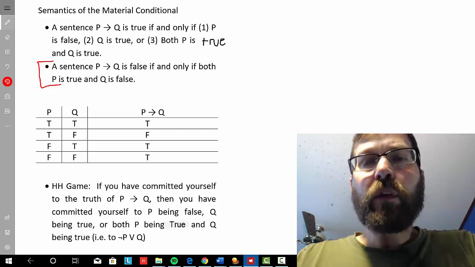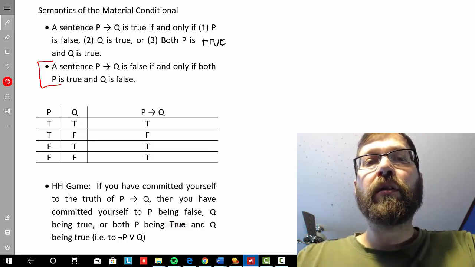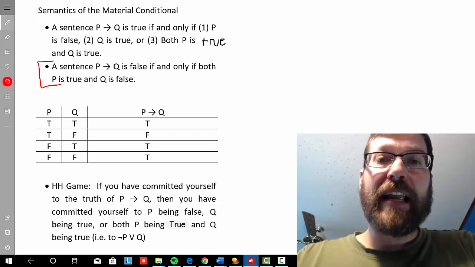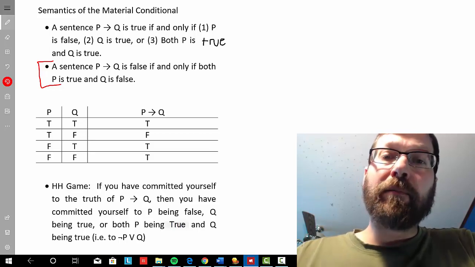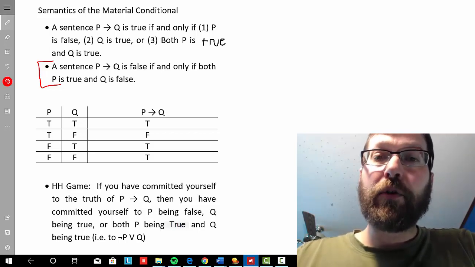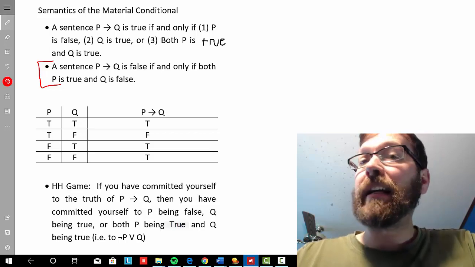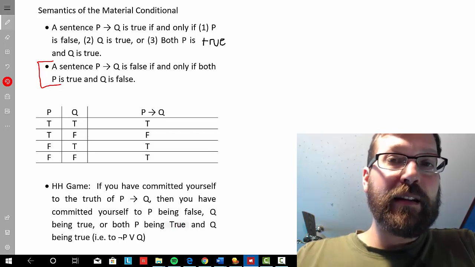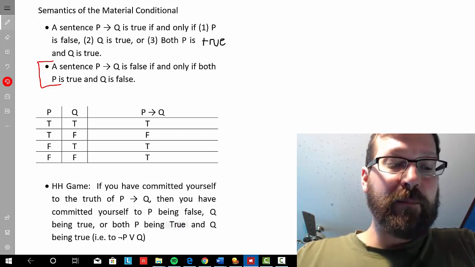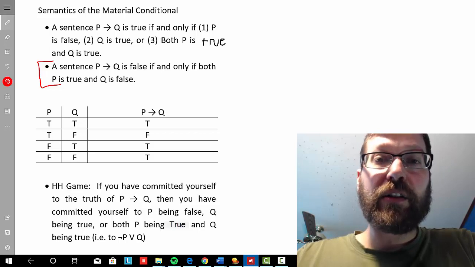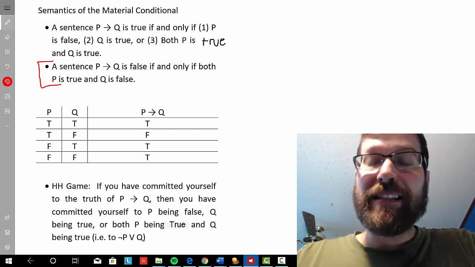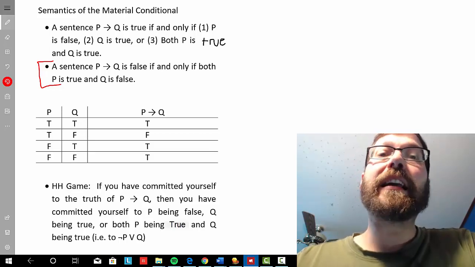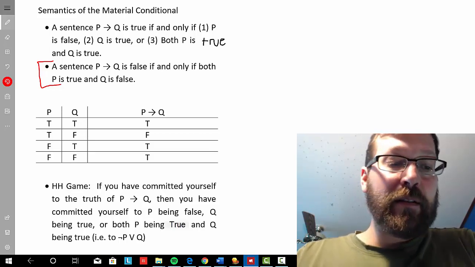Well, why is that? Remember that a material conditional, the antecedent is saying that when that obtains, the consequent is going to obtain. So if P, then you're going to get Q. Well, the case in which you get P, that is, the antecedent is true, and you didn't get Q, that is, the consequent is false, that's precisely the case in which P did not get you Q, when the antecedent did not get you the consequent.